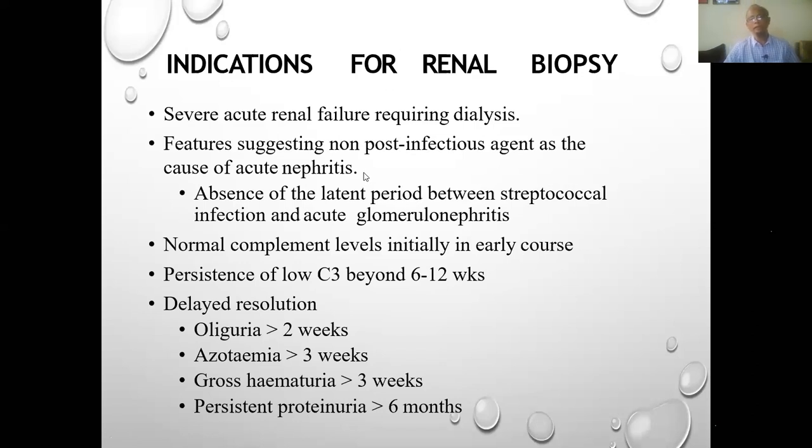Normal complement levels initially in the early course, and persistence of low C3 beyond 6 to 12 weeks, that is, if the C3 level is reduced and persists for say 2 weeks, then you will also advise renal biopsy. And if there is delayed resolution, say oliguria not improving for more than 2 weeks, azotemia, that is urea and creatinine persisting for more than 3 weeks, gross hematuria persisting for more than 3 weeks, and persistent proteinuria for more than 6 months, then you will advise renal biopsy to look for the underlying etiology.